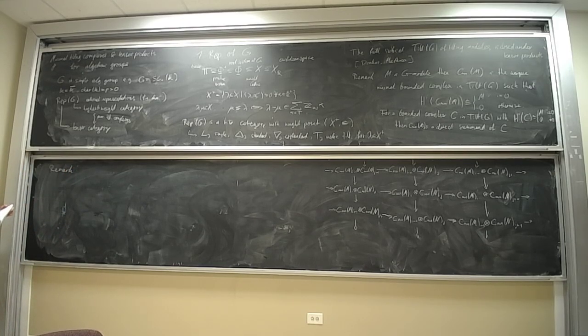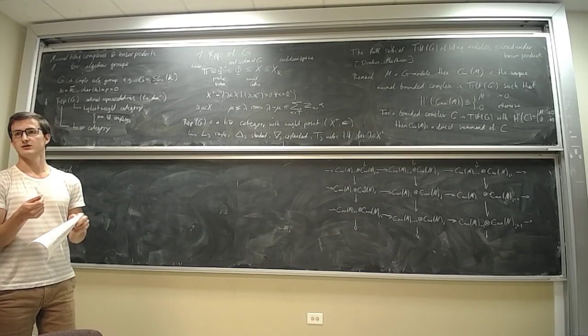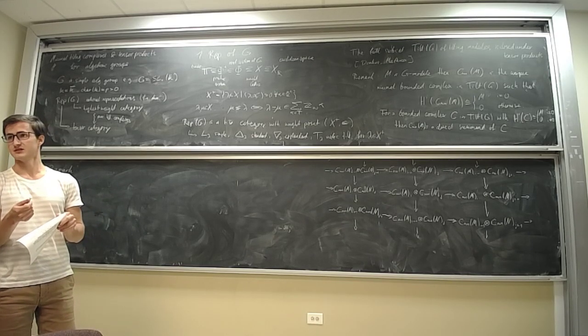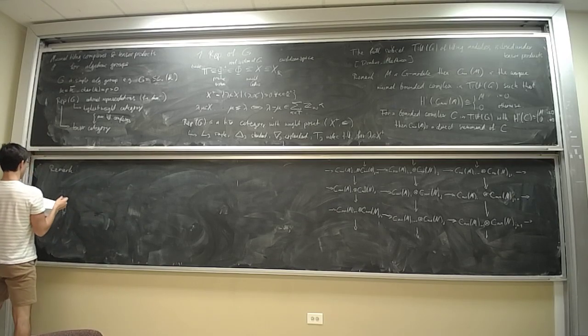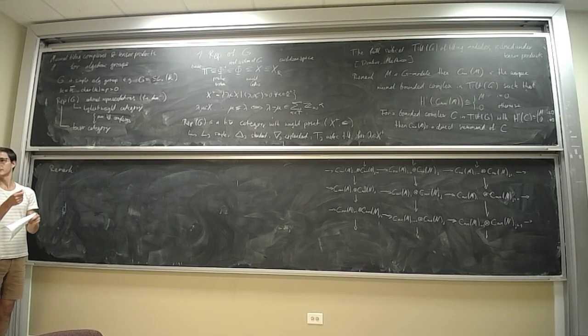This is going to be, so I want to explain what exactly is the reason why we can use minimal tilting complexes to study tensor products. Okay, and essentially the reason is that they're somehow compatible with both direct sums and with tensor products.